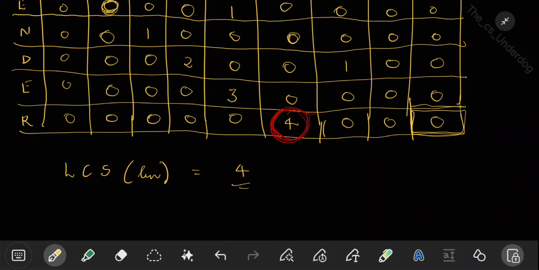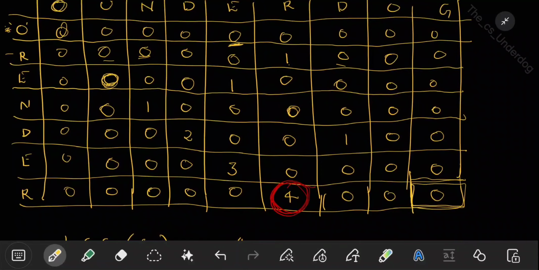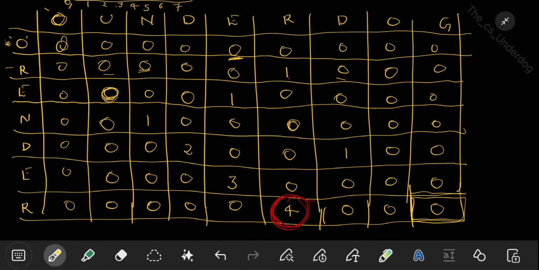Next question is, what is the actual LCS? It is of length 4, but what is it? What exactly is this common substring? In order to identify that, you have two ways. Because it is a common substring, you can take it either from Underdog or from Render. Both of the strings are having this. How will you find out?